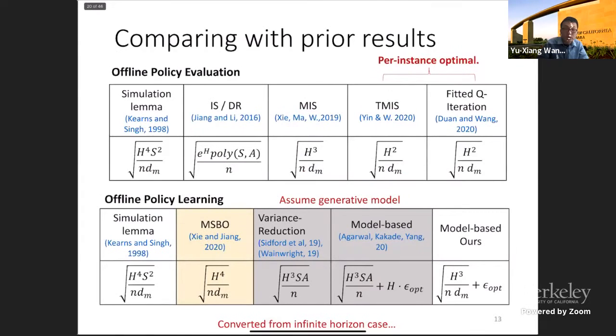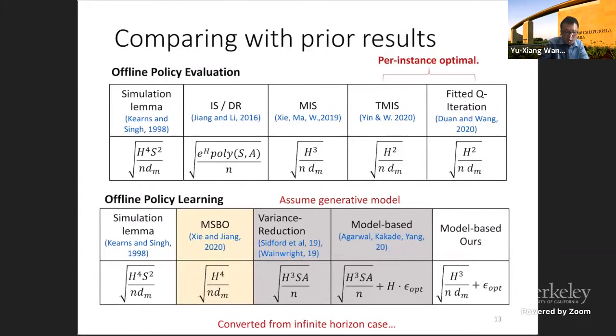I won't go into the details of the prior results, but there is a long line of work on both problems. More on offline policy evaluation, with the first work starting from the standard simulation lemma. But you see that we've made substantial improvement over the parameters and end up reaching the optimal result.